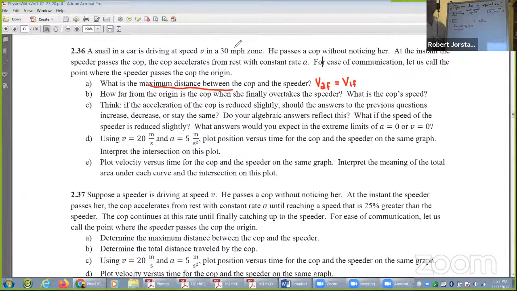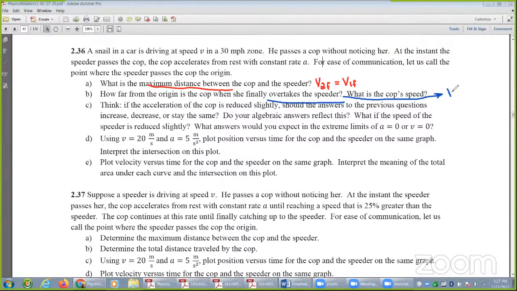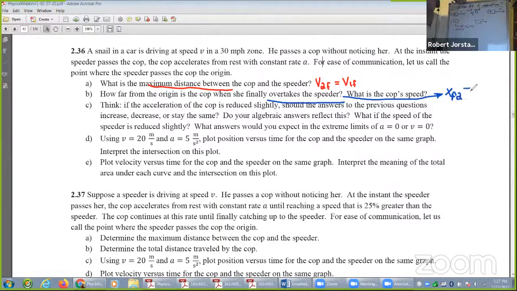Since we're right here, let's mention this too. It says overtakes the speeder. When it says overtakes the speeder, what are we supposed to know? The acceleration? Nope. That it's going faster than the speeder? That's true. Also, the velocity. The positions are equal. Think about it. If she overtakes him, we will know they have the same position at that instant, right?